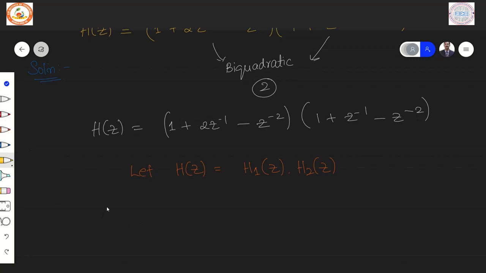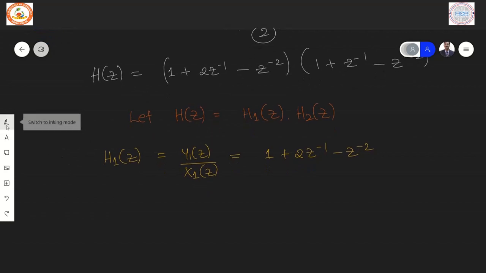The value H1(z) is given by Y1(z) by X1(z). Because H(z) is Y(z) by X(z), here we use the term H1, so we use Y1 and X1. Now this we can associate with the first term that is given here.